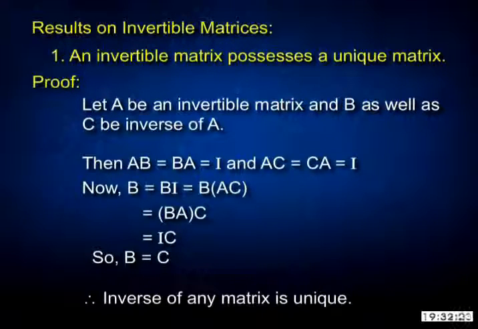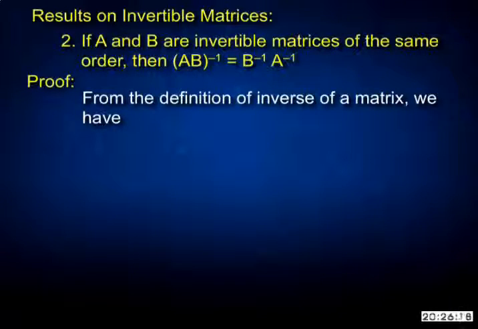Now, matrix B, which is also written as B into identity matrix I, will be equal to B whole multiplied by A into C, which is equal to B into A whole multiplied by C, which is equal to identity matrix I into C. So, matrix B is equal to identity matrix I into matrix C. We can say that matrix B is equal to matrix C. Therefore, inverse of any matrix is unique.